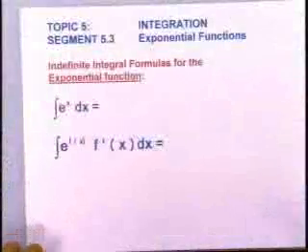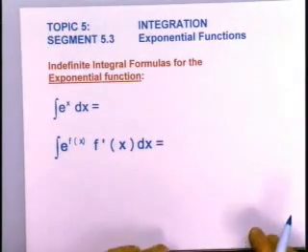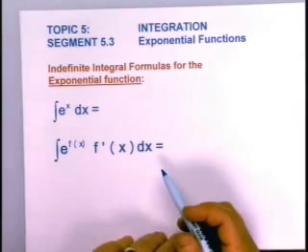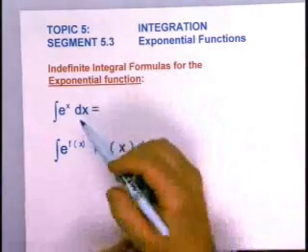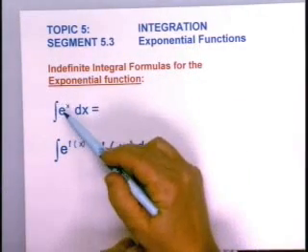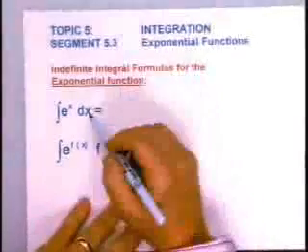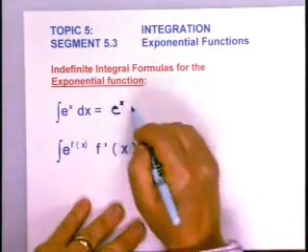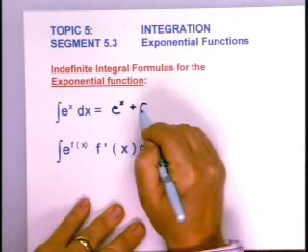This is topic 5 on integration and segment 5.3 on integrating the exponential function. We have two rules for integrating the exponential function. Our first rule says that if you want to integrate e to the x dx, the integral yields the function itself, e to the x plus c.